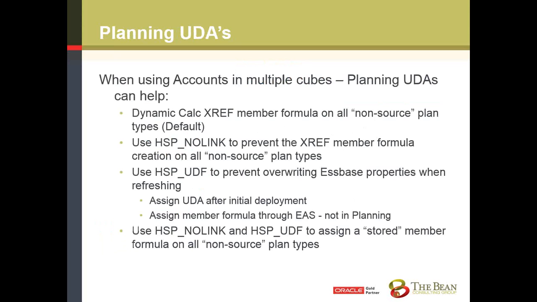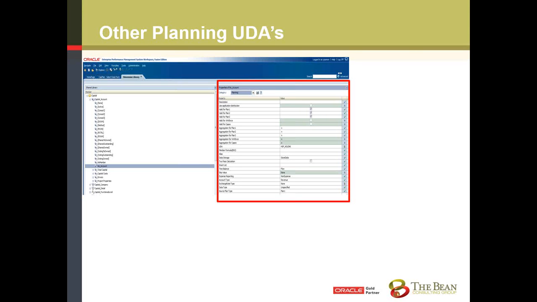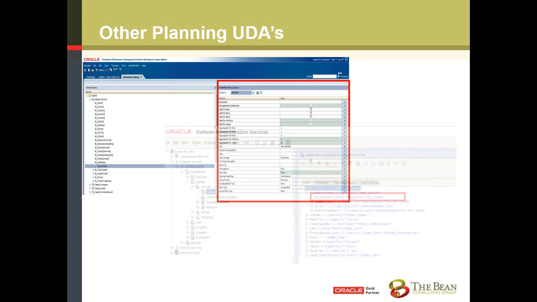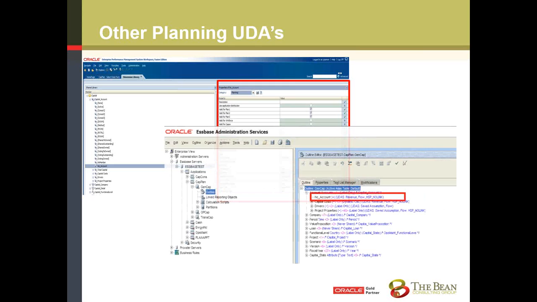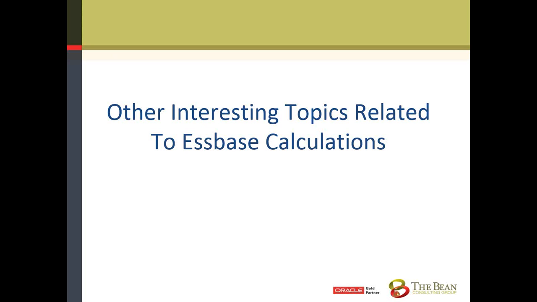There are a number of other UDAs that are available in planning. I won't go into these in great detail, but suffice it to say that along with some of the other attributes you can assign, you can use this no-link UDA to manage how those XREFs and how that integration is done between plan types. And then there are some other UDAs that allow you to manage some of the reporting that you might see. So you have revenue UDAs, for example, that are assigned using properties in planning, which drive how certain things are calculated.